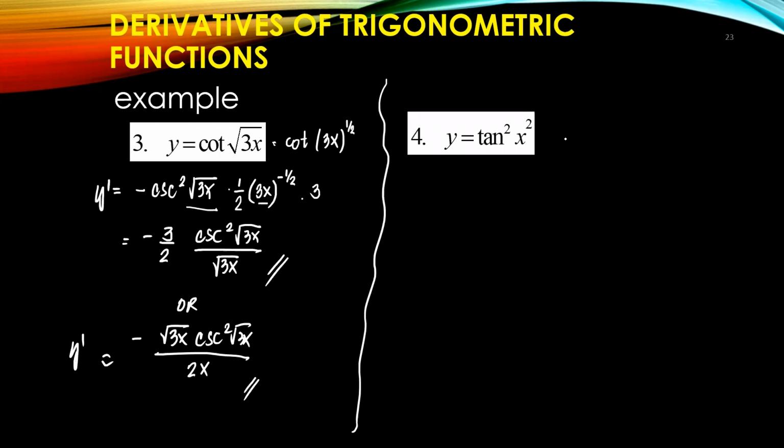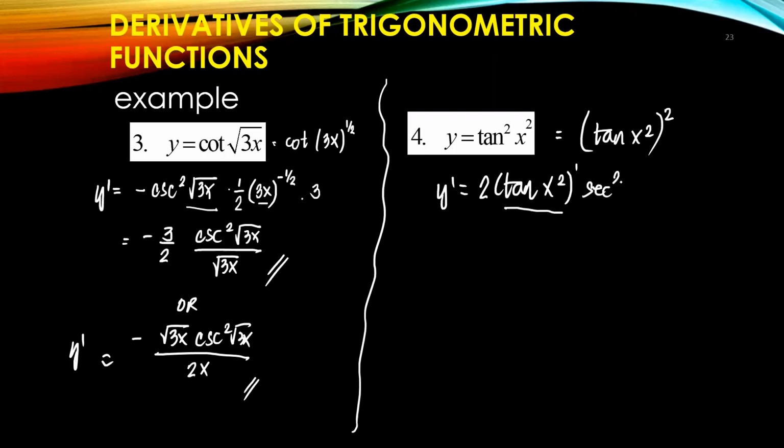This one, let's rewrite this. Okay. The first thing that we should look at is the power outside. So y prime is 2 tangent of x squared to the 1. Now, what's the derivative of the tangent, guys? Secant squared of the x squared. What's the derivative of x squared? 2x. So the final answer is 4x tangent of x squared secant squared of x squared.